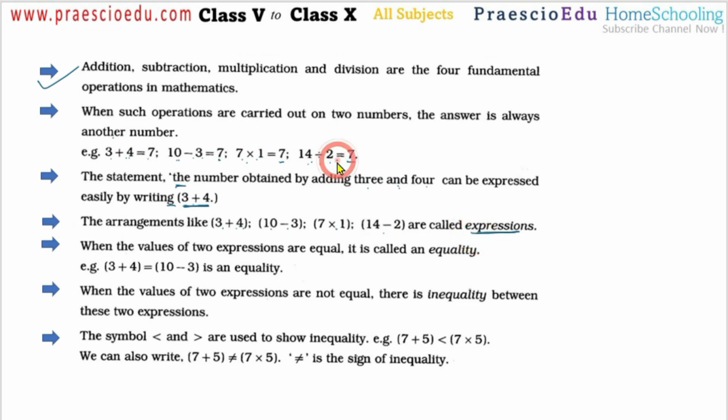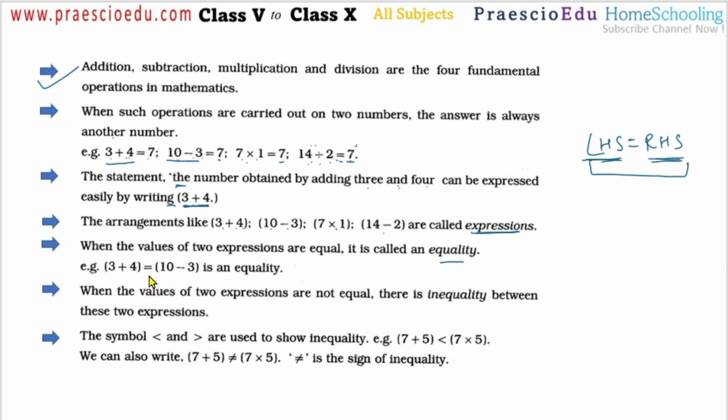Because there is the equality sign and another side, this is LHS, this is RHS. LHS means left hand side, RHS means right hand side. And here the equality: LHS is equal to RHS. So only showing the LHS is an expression, or only showing the RHS is also an expression. But if you show it completely, then we can say this is an equation. So here the expressions are 3 plus 4 or 10 minus 3. These are the expressions that we have to make. Then when the values of two expressions are equal, that is called equality.